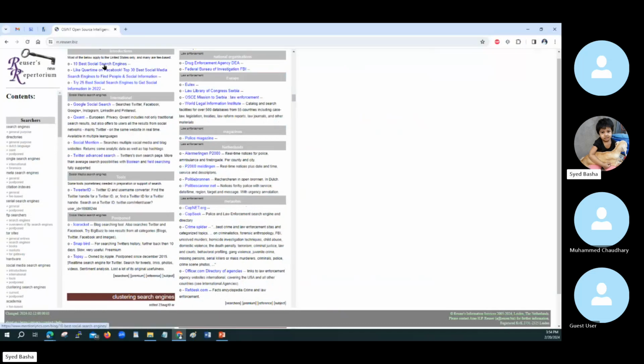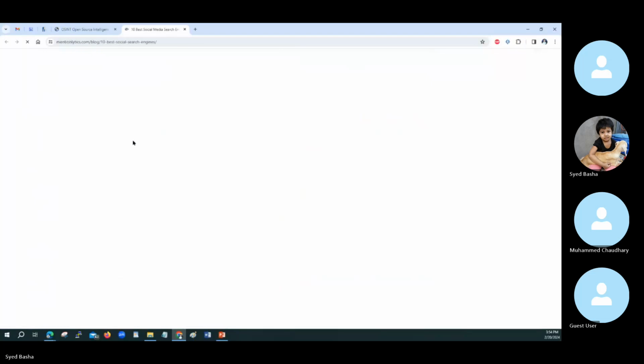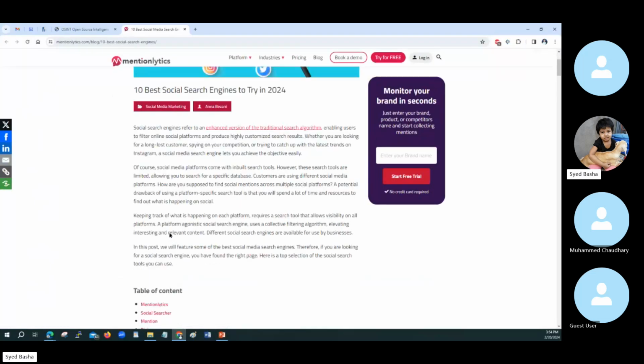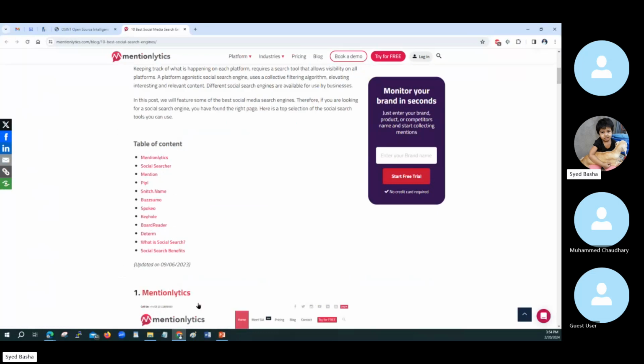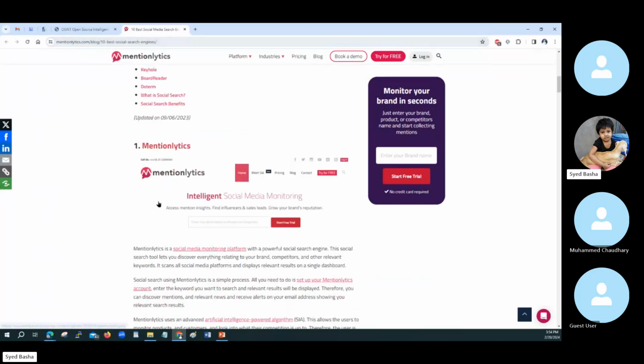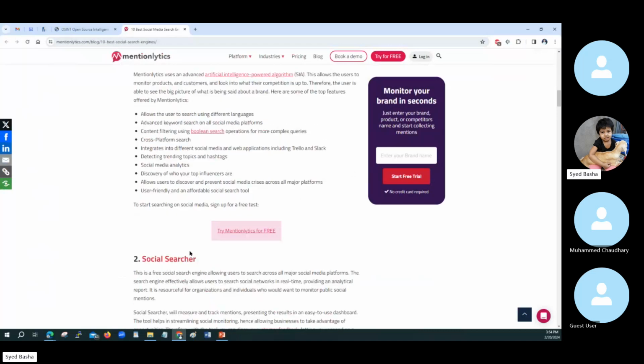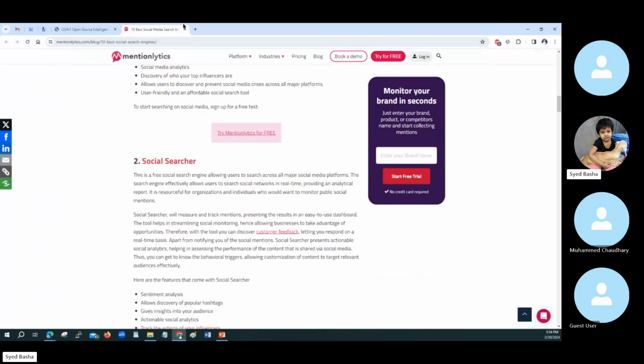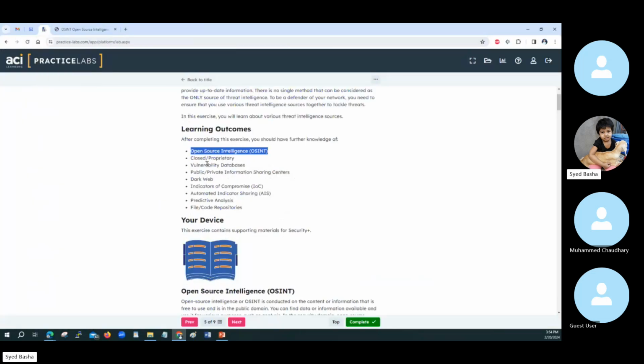10 best social search engines. These are all very legitimate, mentioned by OSINT. So from these, you can collect information. That's what they mean. And others, there are closed proprietary sources. So there may be some secret intelligence which is proprietary. Proprietary means companies give you intelligence as a service. Let's say Recorded Future.